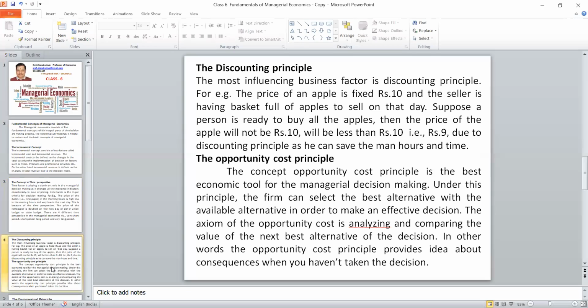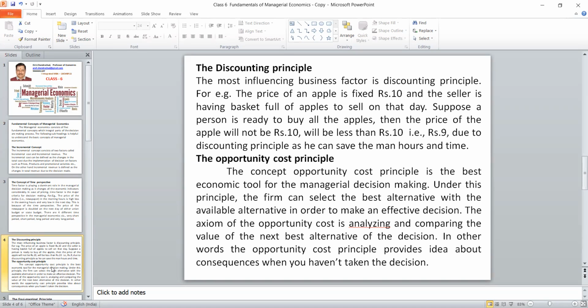How is it possible? Because he is able to save his man hours, and he can buy again and sell on that same day. So from that man hours and time perspective, that discounting is possible. That is why, on a large scale, the price of the product will be less. That we should keep in mind. This is the third fundamental principle of managerial economics.